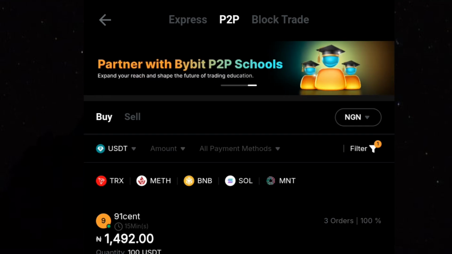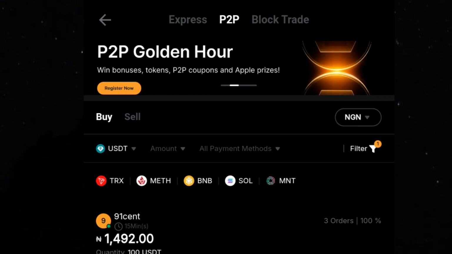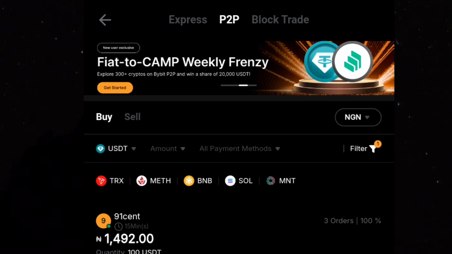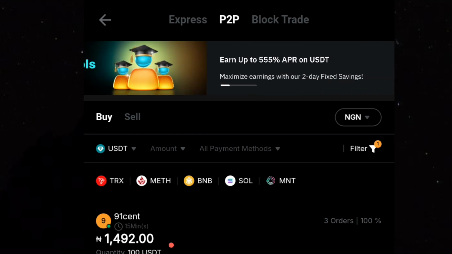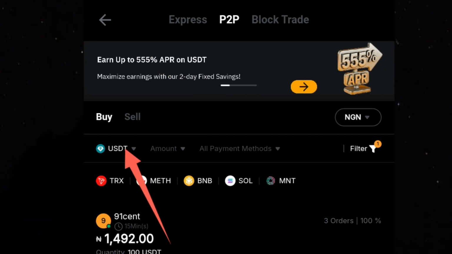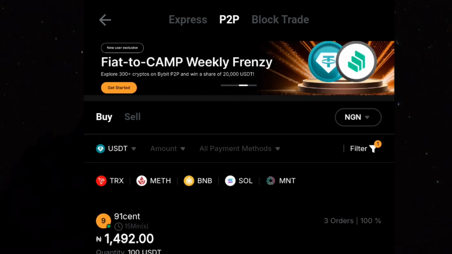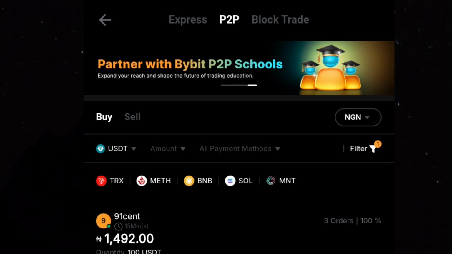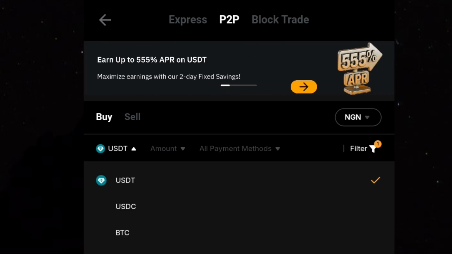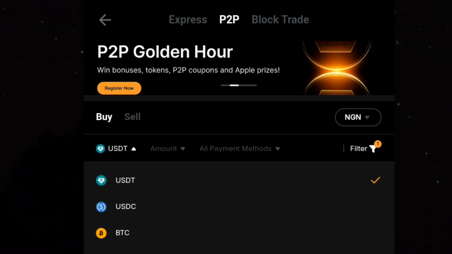Now, Bybit merchant system is where traders come to buy and sell dollars, buy and sell Bitcoin, buy and sell Ethereum. And for you to know all the assets that are traded on the P2P exchange, you have to come to this area and click on this USDT, and of course you see the list of the assets that traders trade on the P2P. So let me toggle it again. You can see people trade USDT, USDC, BTC, and Ethereum.